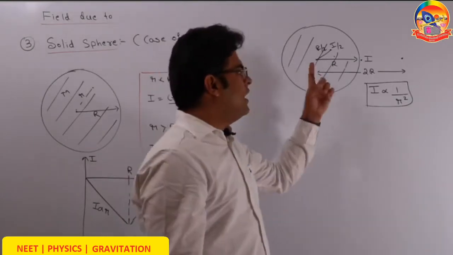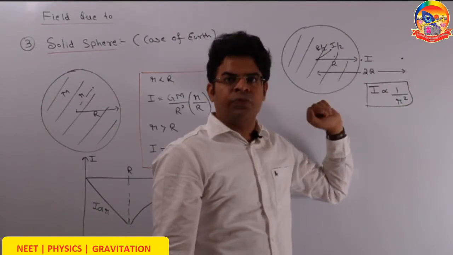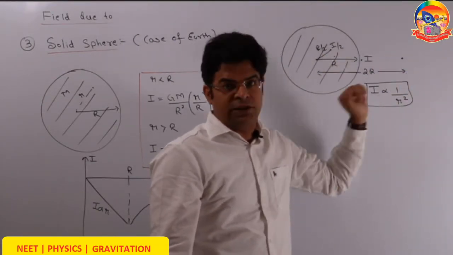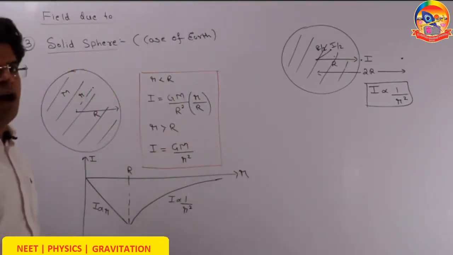So if you go at double the distance from center outside, then the field becomes 1/4. If you go at triple the distance outside, the field becomes 1/9. Okay, so remember this. This is an important case. This is the case of Earth.